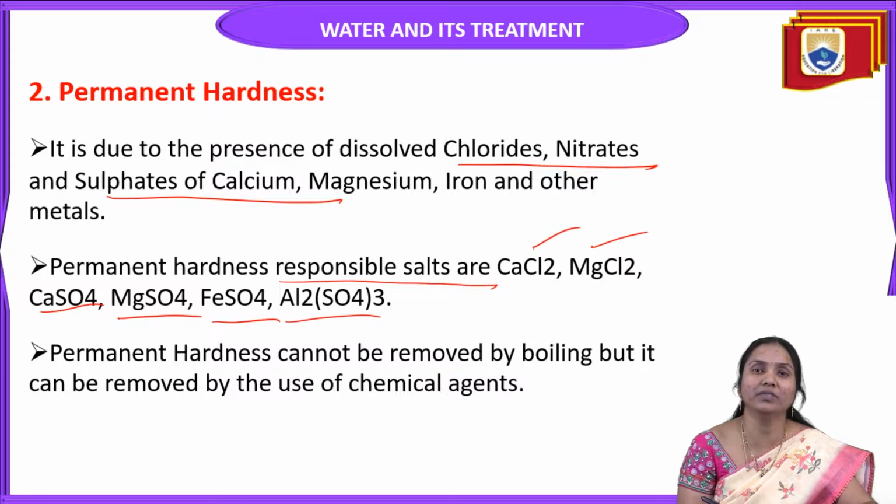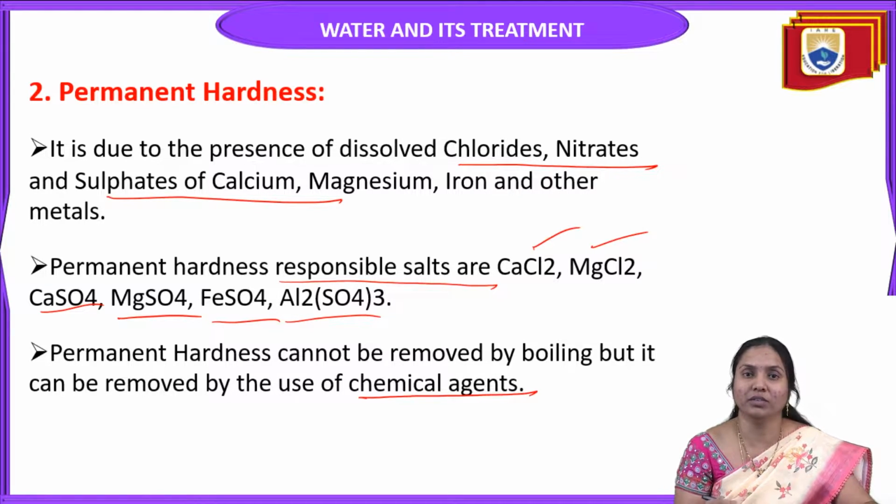Permanent hardness cannot be removed by boiling, but it can be removed by the use of some chemical agents. For example, in the internal treatment method, we add some chemicals like Calgon to the water, or use external treatment methods, to remove these permanent hardness causing salts or precipitates. Hard water is a combination of temporary hardness causing salts and permanent hardness causing salts, and this is called total hardness of water.